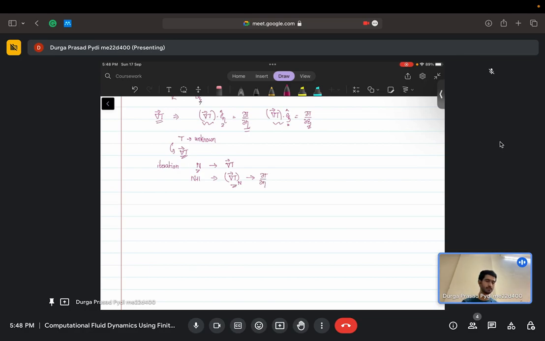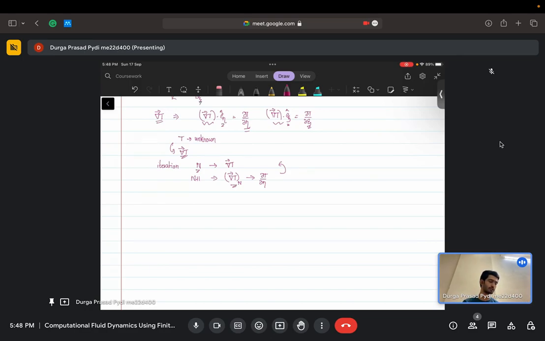And once you solve your system you will get new temperatures, and then you keep going on, and this loop will keep on continuing till the values of your temperature do not change from one iteration to the next iteration. So this is very similar to the source term linearization we have done.